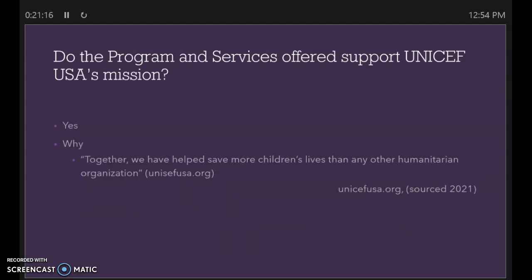And now, do the programs and services offered support UNICEF USA's mission? So I personally believe yes, they do. Why? Here I pulled this right from their site: together they've helped save more children's lives than any other humanitarian organization. And by fundraising and their advocacy efforts, UNICEF has been able to fund the work it does in more than 190 countries and territories across the world.